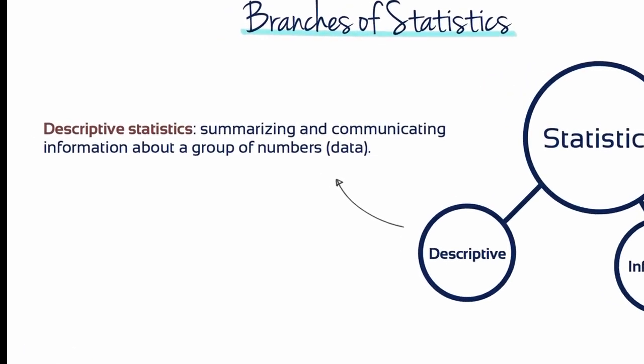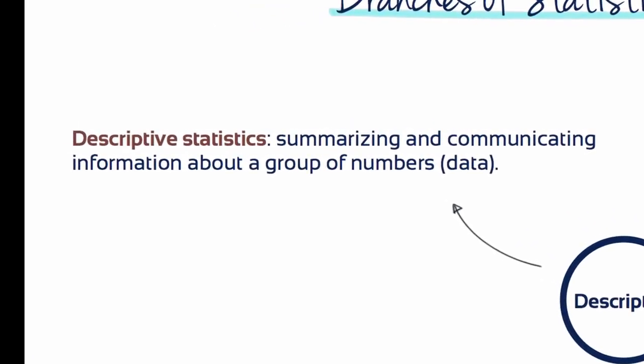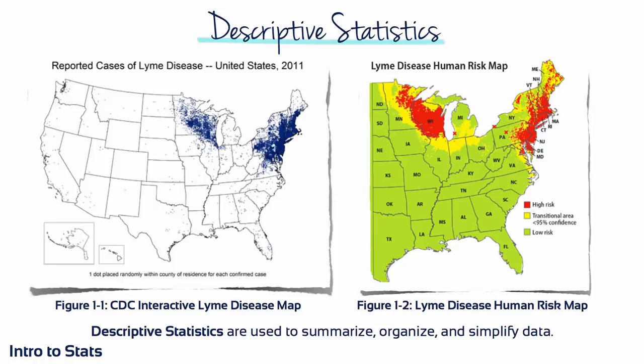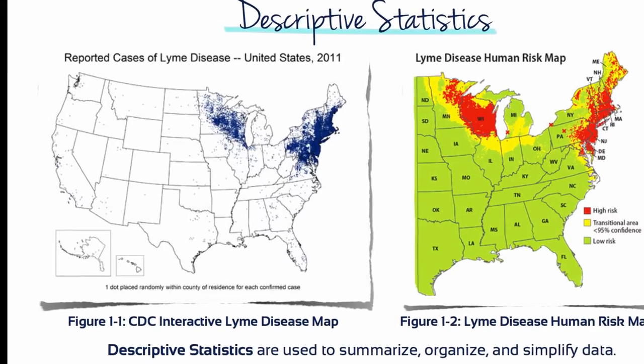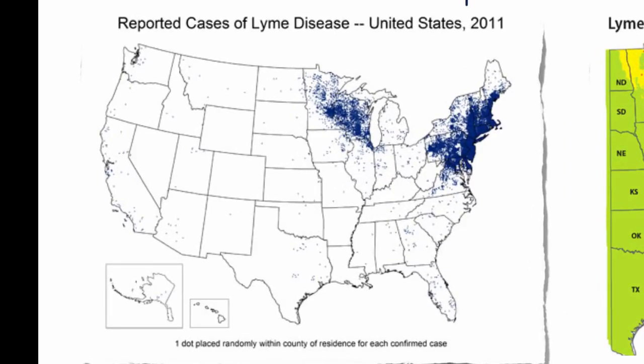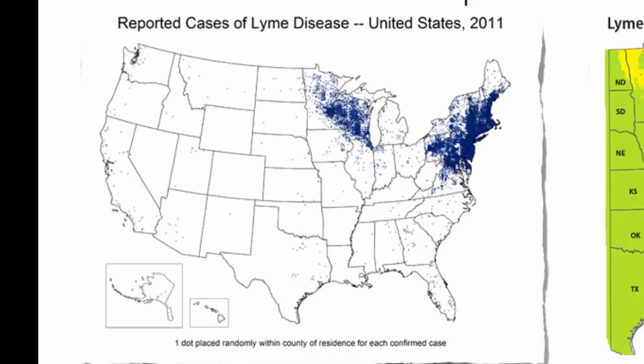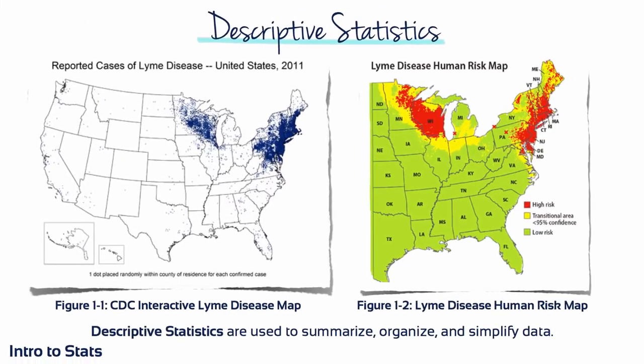Let's take a closer look at descriptive statistics. Both of these figures are examples of descriptive statistics. Each blue dot in figure 1 represents one of tens of thousands of confirmed cases of Lyme disease in 2011. Rather than examining CDC records for every county of every state in the US, these statistical maps summarise, organise and simplify the data into a form that's more easily communicated and understood.